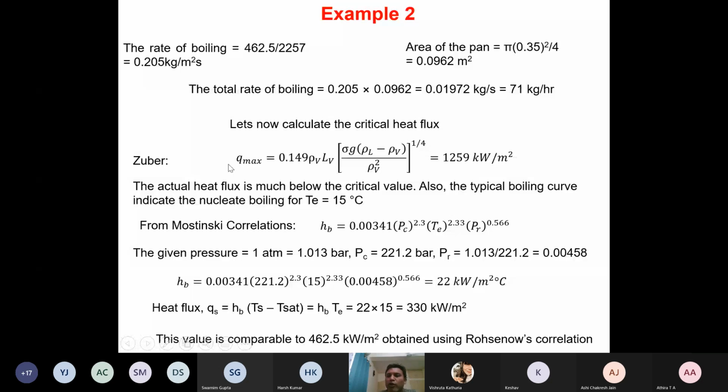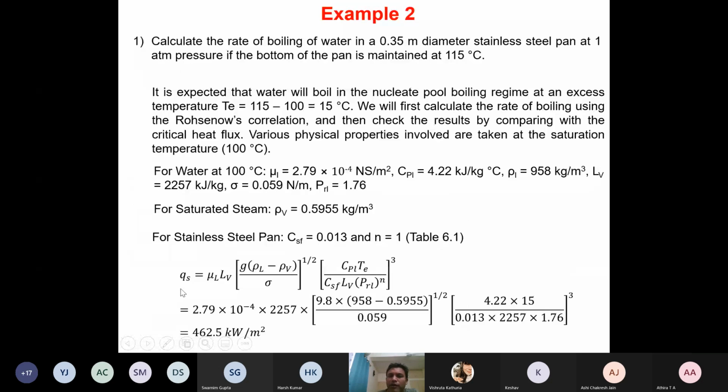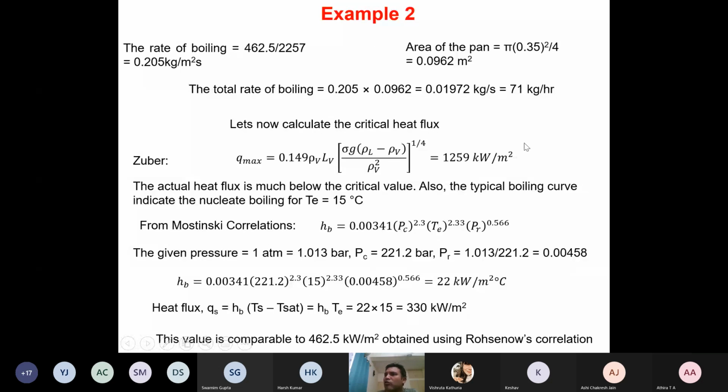So 1259 kilowatt per meter square. Okay, and clearly you can see the maximum value of heat flux given by the Zuber correlation. So clearly it means that you are not crossing the nucleate boiling regime. You are not in film boiling. So this ensures that the temperature ranges which you are using in this particular calculation are going to keep your boiling in the nucleate boiling regime.